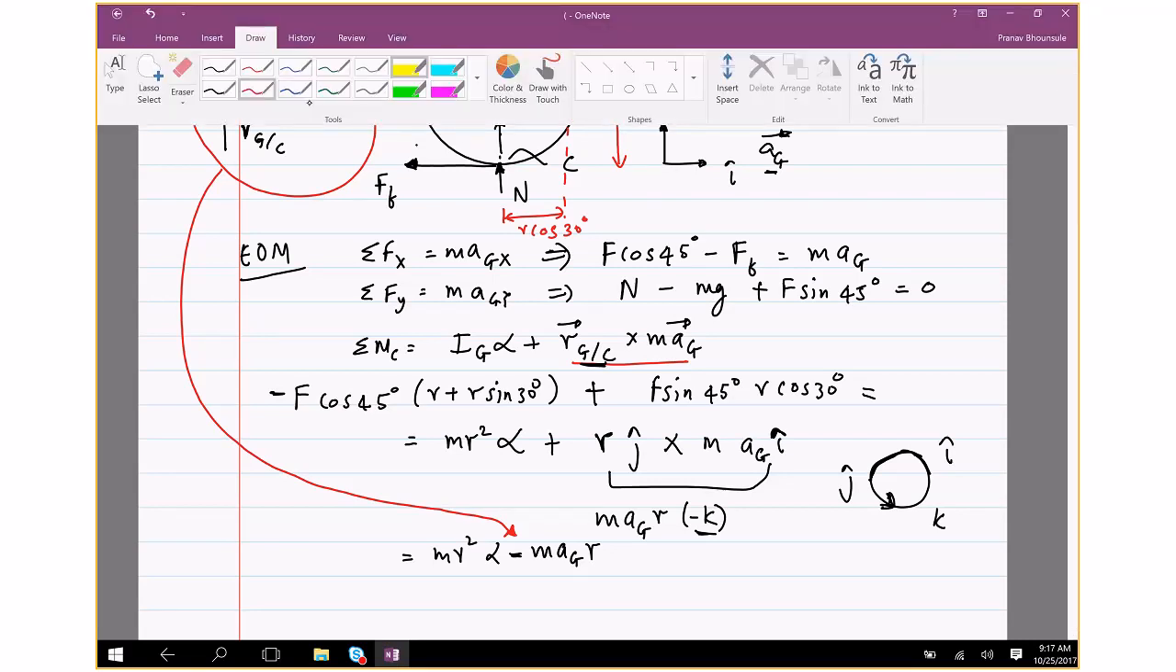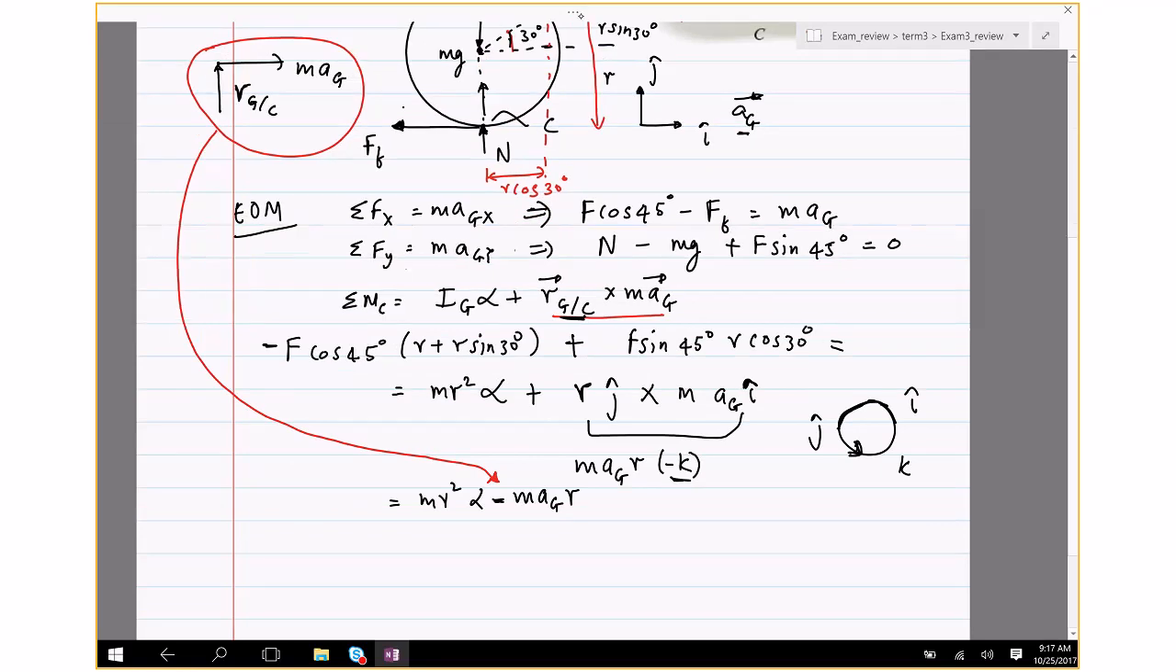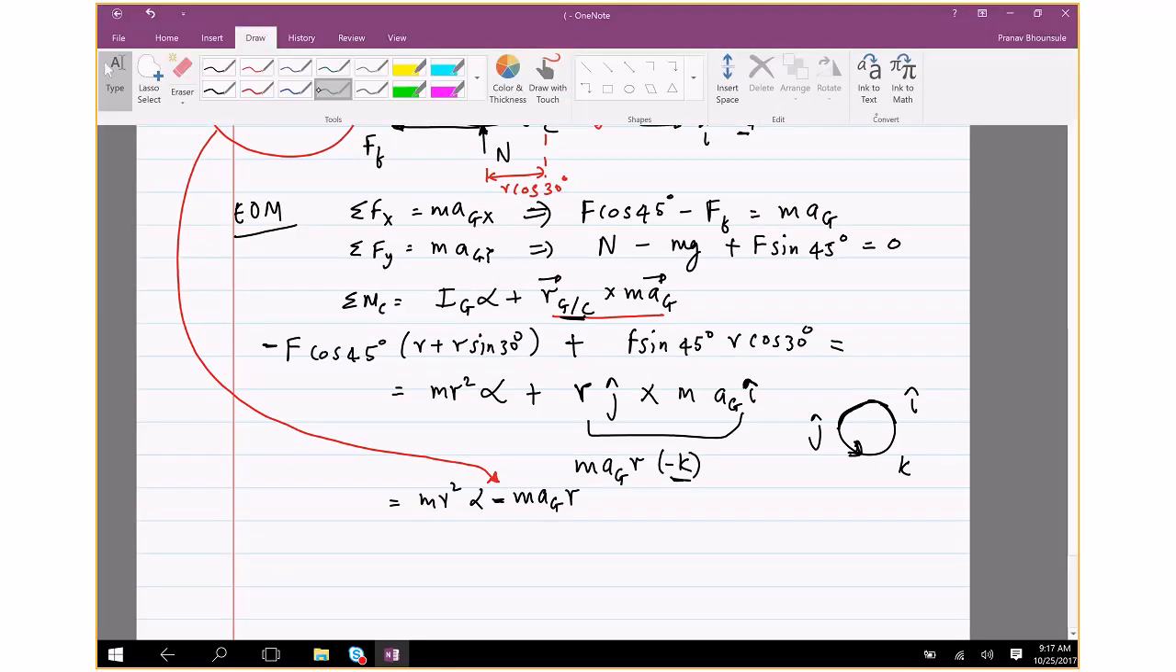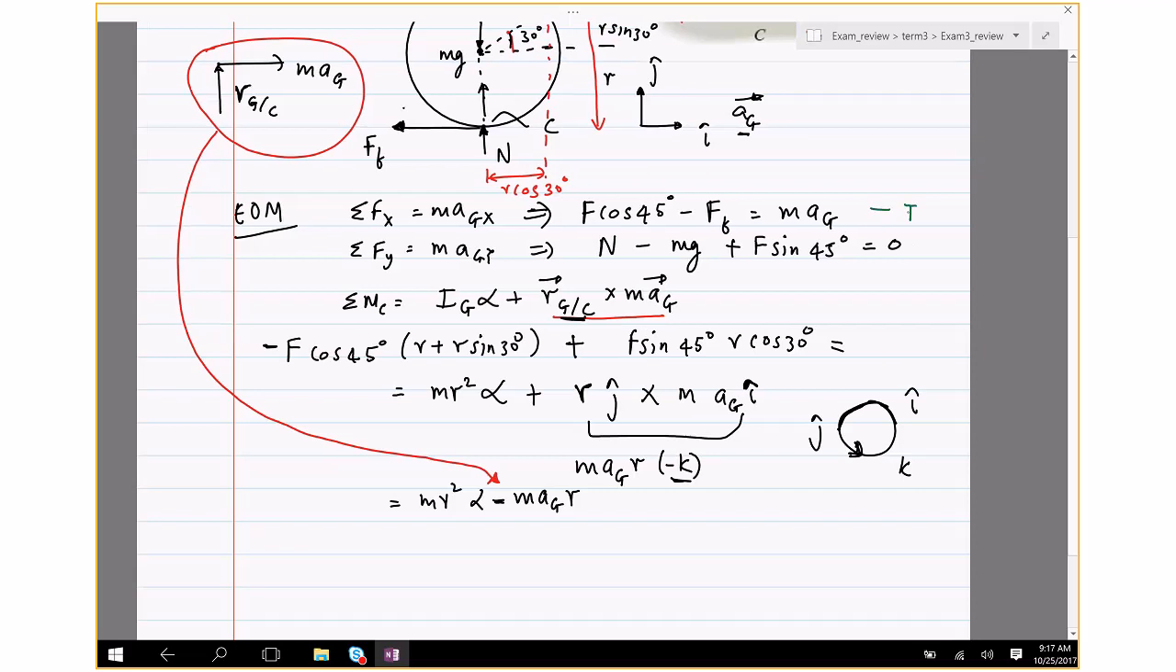Okay, so it's a negative sign because clockwise positive is negative. 2. This thing is going to be 3. Okay.